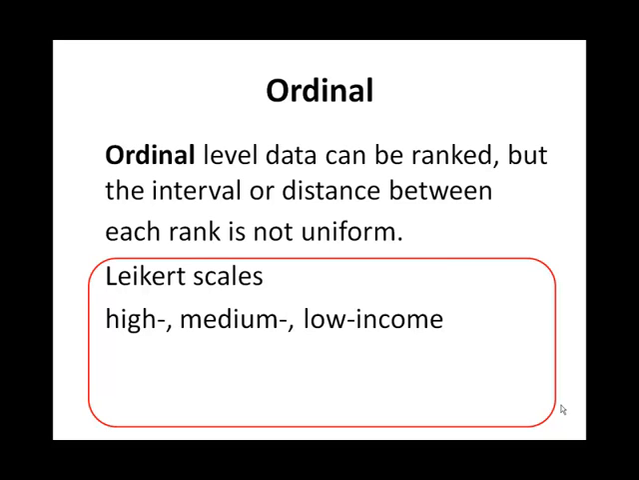If we think of income, we could say that someone would be placed in a high income category, a medium income category, or a low income category. And the distances, or what you had to do to fall into those categories, the amount of money you had to have, might not be the same. So for instance, low income could be $0 to $20,000, medium income could be $20,001 to $100,000, and then high income could be $101,000 to an infinite amount of dollars. And so those distances between those three categories are not equal.